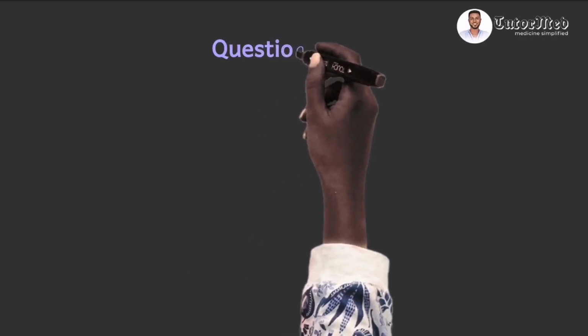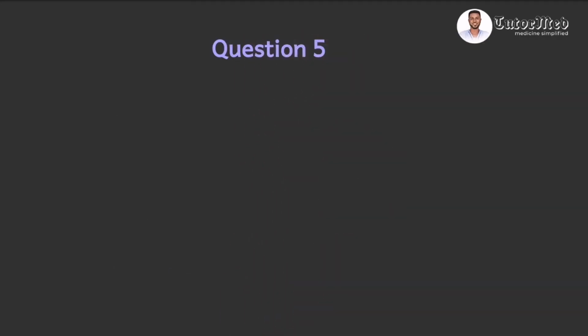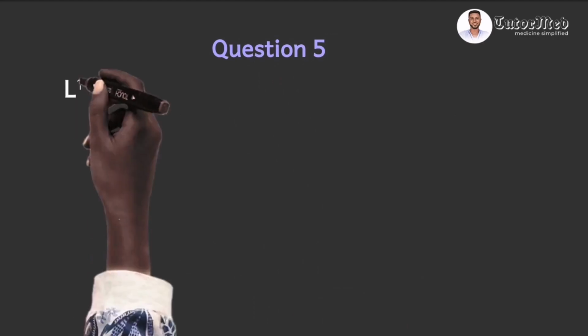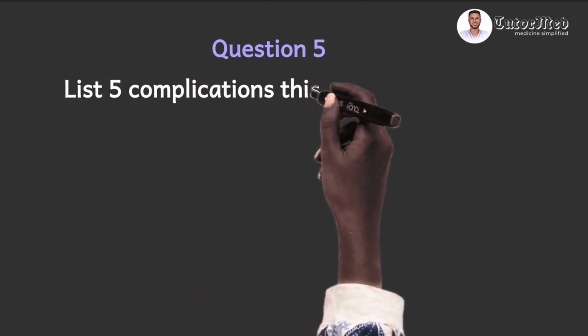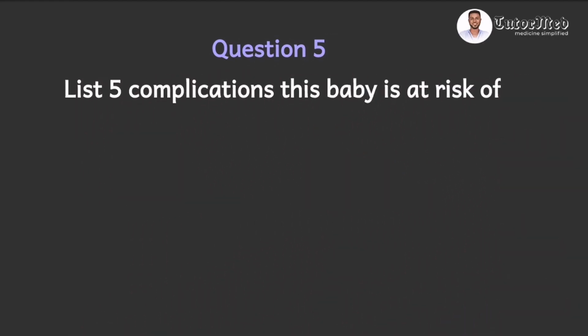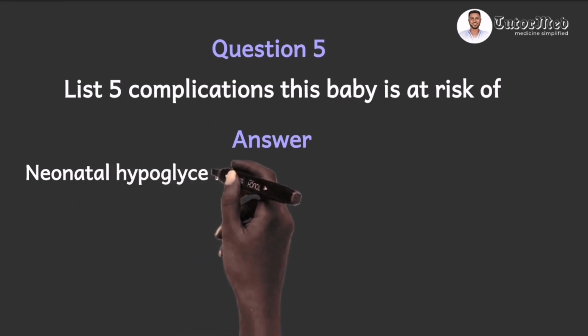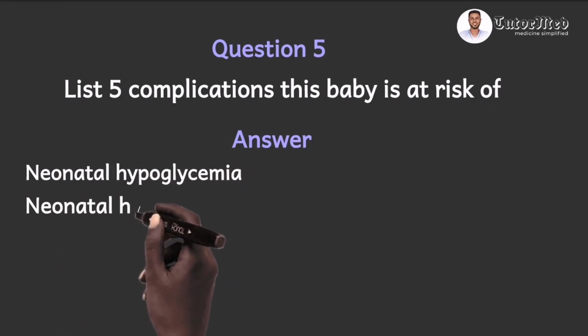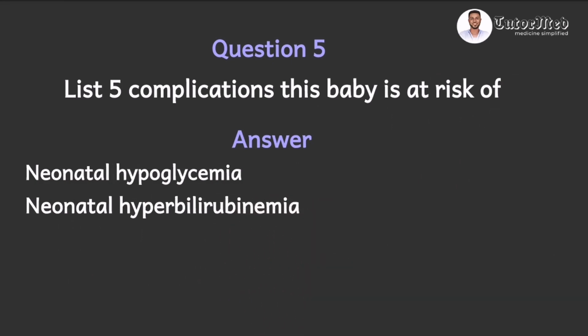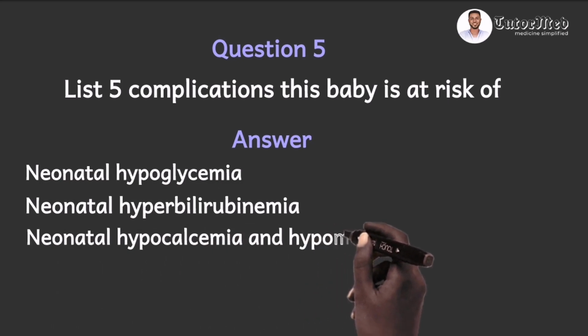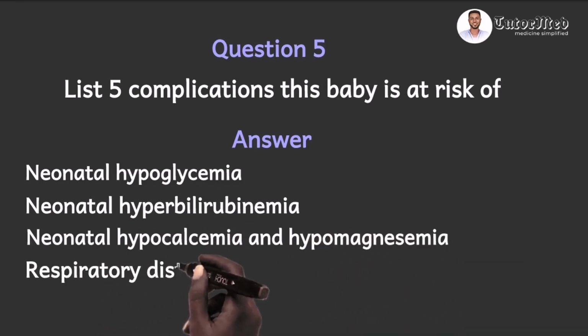And now to question 5. Question 5 says, list 5 complications this baby is at risk of. The answer: we can have neonatal hypoglycemia, neonatal hyperbilirubinemia, neonatal hypocalcemia and hypomagnesemia. They are sometimes at risk of respiratory distress syndrome.